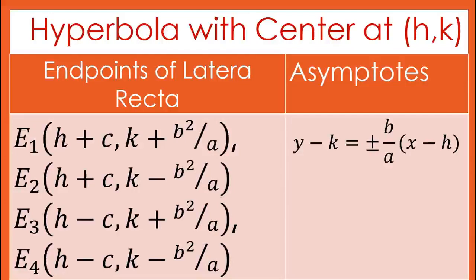Okay? And for the asymptotes, by the way, from the endpoints of the latera recta, you will notice that our ordinate is just adding or subtracting half of the length of the lateral recta. While for the abscissa of our endpoints of the lateral recta, we just add and subtract half of the distance between F1 and F2, or that is c. Okay? And for the equation of the asymptotes, we have y minus k equals plus or minus b over a times the quantity x minus h.